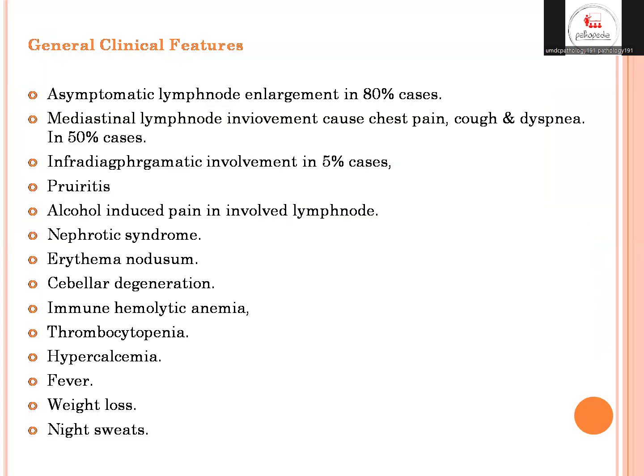These are the clinical features, like asymptomatic lymph node enlargement in 80% of cases. The mediastinal lymph node involvement causes chest pain, cough, and dyspnea in 50% of Hodgkin lymphoma cases. There is infradiaphragmatic involvement in 5% of cases, pruritus, and alcohol-induced pain in involved lymph nodes. Patients may develop nephrotic syndrome, erythema nodosum, cerebellar degeneration, immune hemolytic anemia, thrombocytopenia, hypercalcemia, fever, weight loss, and night sweats.